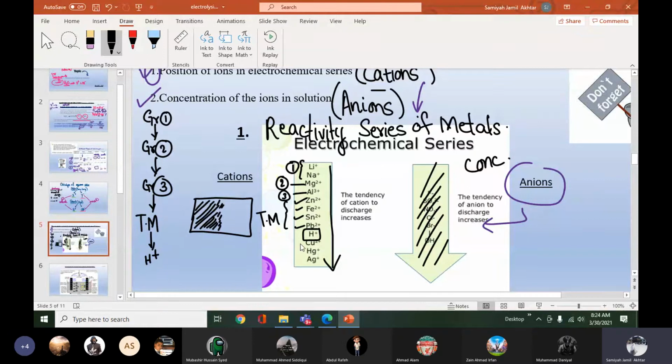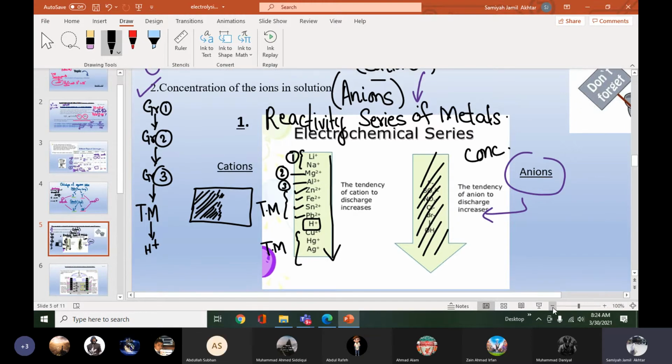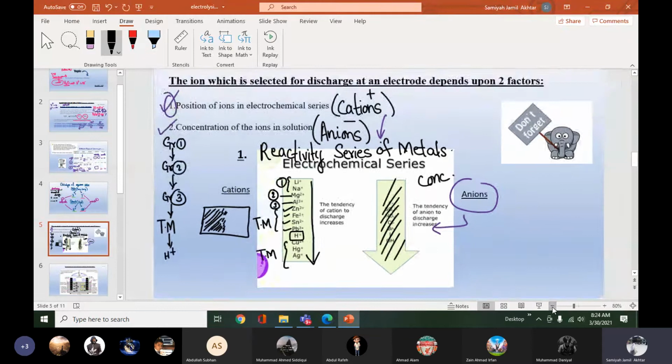And after hydrogen also we have transition metals, lower transition metals, which are very, very less reactive, like copper, mercury, silver, gold, platinum. These are the very, very low reactive metals, so they are placed at the end. So after hydrogen also there are transition metals. This is the order of metals in the electrochemical series and reactivity series.